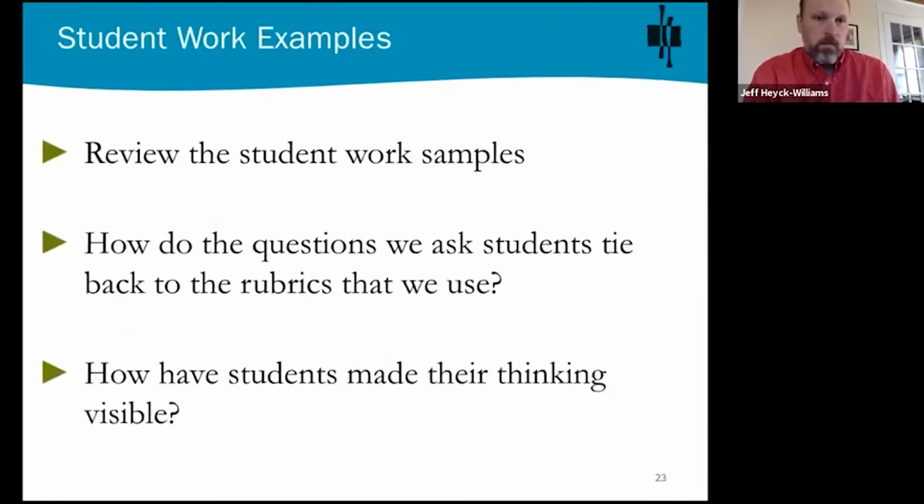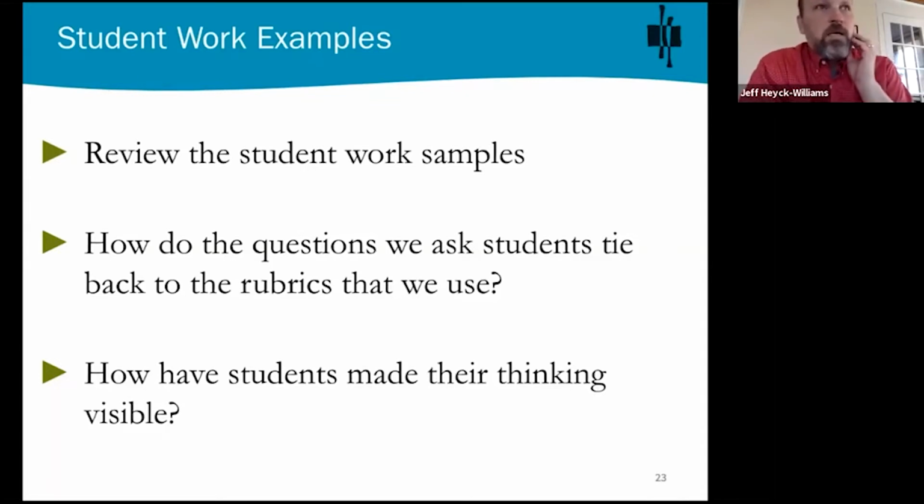All right, now we're going to take a look at a set of student work. As we are doing that, we're going to review the pieces. What I want you to think about as you do that is, how do the questions we ask students tie back to the rubrics that we use?